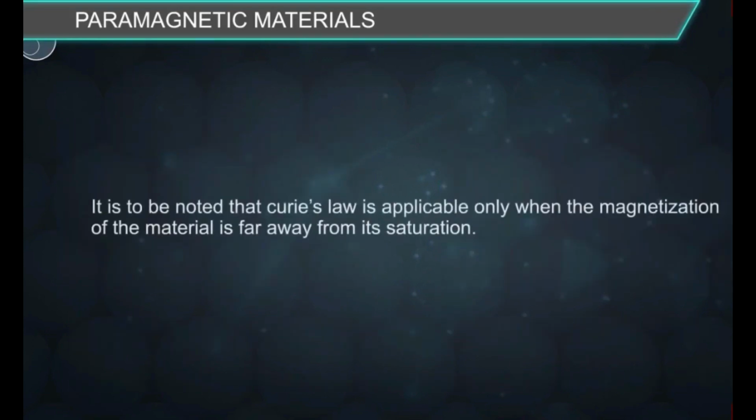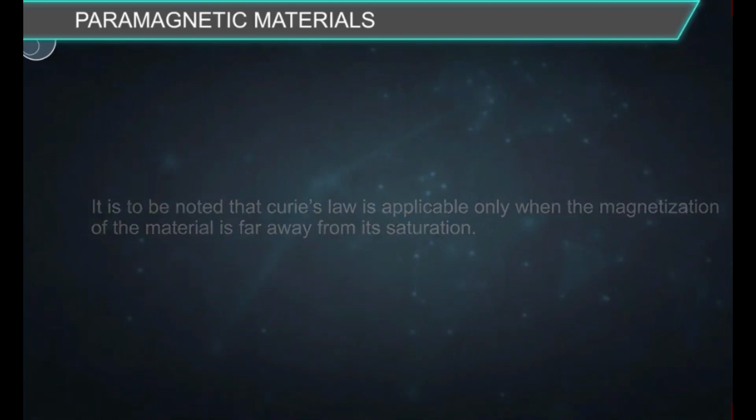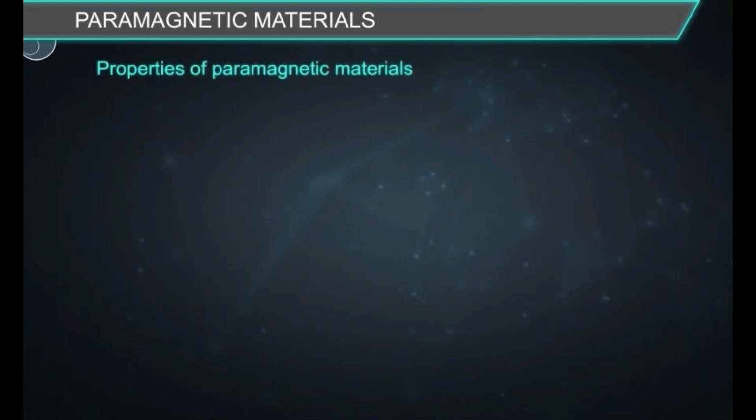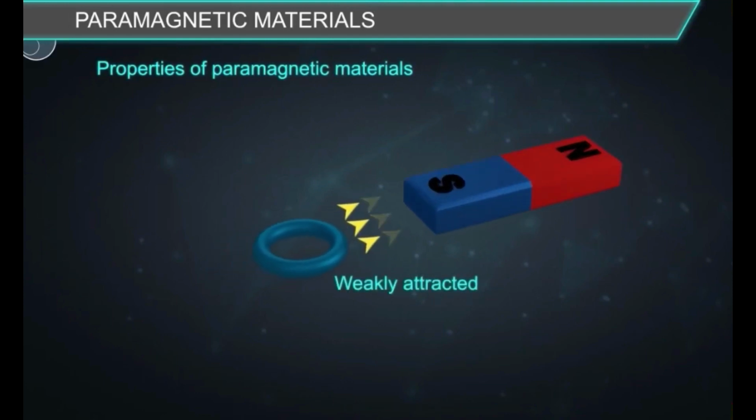It is to be noted that Curie's law is applicable only when the magnetization of the material is far away from its saturation. Properties of paramagnetic materials. 1. A paramagnetic material is very weakly attracted by a strong magnetic field.